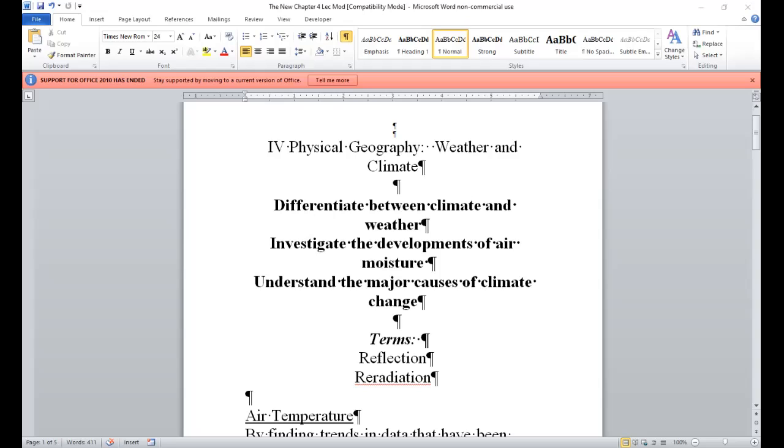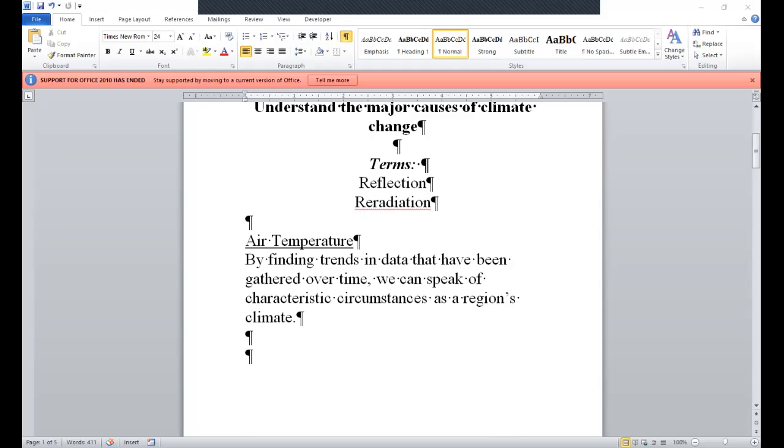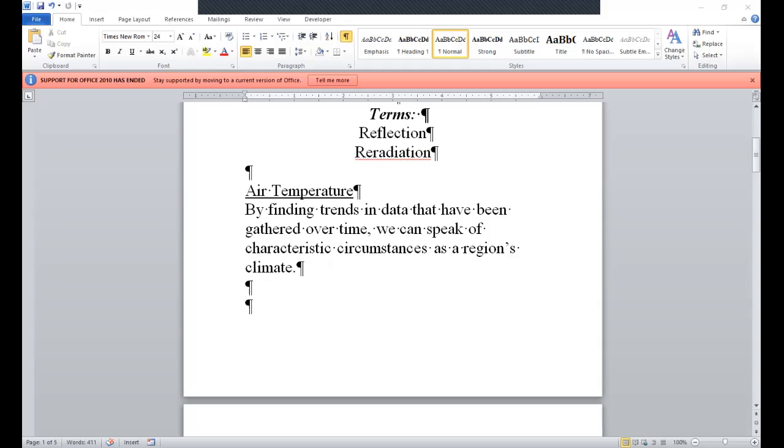So, air temperature. I just want to say this about air temperature before I have some notes for you to write. We're looking here at elements that constitute the weather, right? Temperature, wind, precipitation, and these are all recorded at specific moments in time, such as every hour. So let's look at air temperature, weather, and climate. By finding trends in data that have been gathered over time, we can speak of characteristic circumstances as a region's climate.